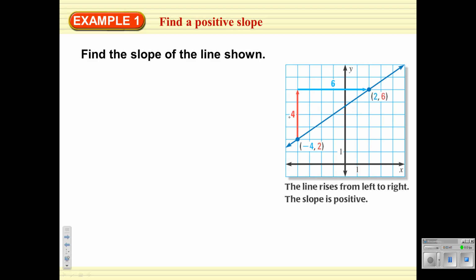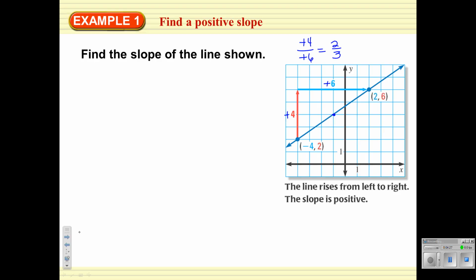Okay, so one way you can do this is if you have a graph, you can always just count the change in y from this point to this point. So from here to here, we go up 4, and up on the y-axis is positive, and we go then to the right 6, and to the right on the x-axis is positive. So it's a positive 4 over a positive 6. That's one way you can do it if you have a graph, just by counting.